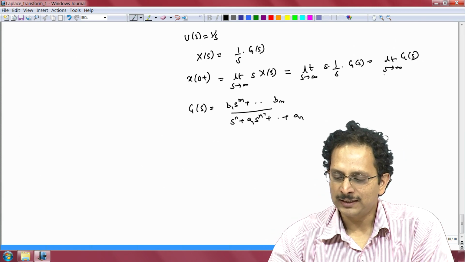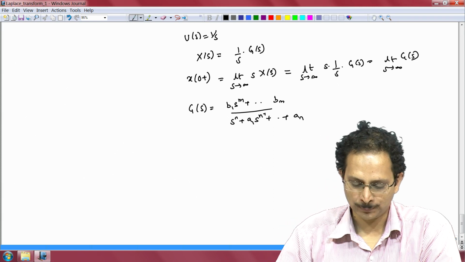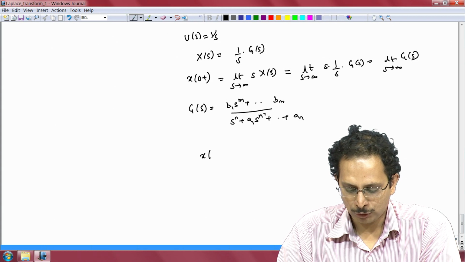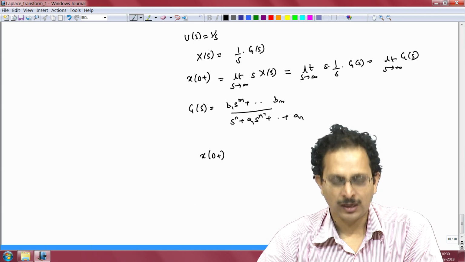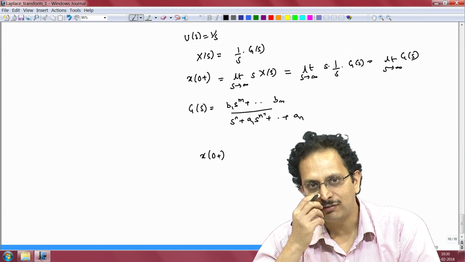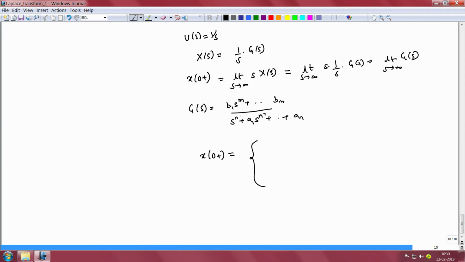Now, when we apply the limit s tends to infinity for this function g of s, we have three possible cases. So, we would have x of 0 plus, which is the value of the output x at a time t which is just a little bit after the application of the step input, to be equal to, in the case when m is greater than n, you can show that in the limit s tends to infinity g of s would also tend to infinity. So, x of 0 plus would be equal to infinity if m is greater than n.